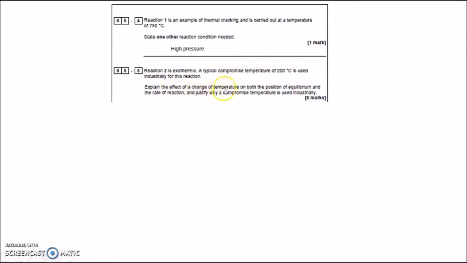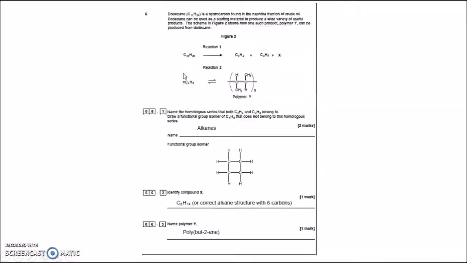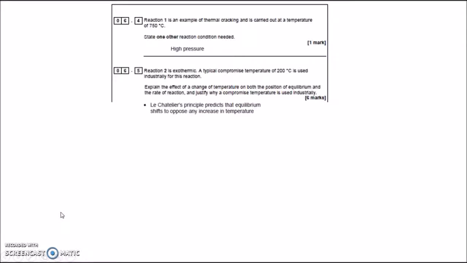Okay, explain why the effect of change of temperature on both the position of equilibrium and the rate of reaction justify why a compromise temperature is needed. 6 marks. That's hard, that, because we haven't got any of the question broken down. We've got to work out where the 6 marks are. So first of all, I would say the reaction is exothermic, gives out heat in the forward direction. So in other words, when these reactants go to these products, it gives out heat in the forward direction.